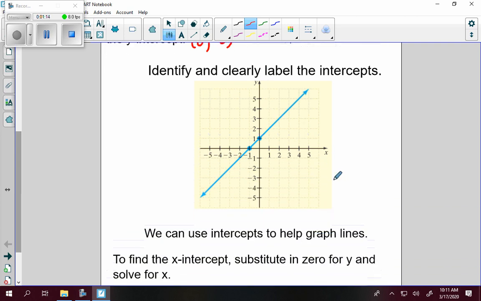So let's identify and label these intercepts. If you look here, the line crosses the x-axis at -1. So your x-intercept would be -1, comma, 0. There's a value for x and 0 for y because it doesn't go up or down. Your y-intercept has a value for y because you go 0 on your x, left or right, but you go up 1, so you have a y value.